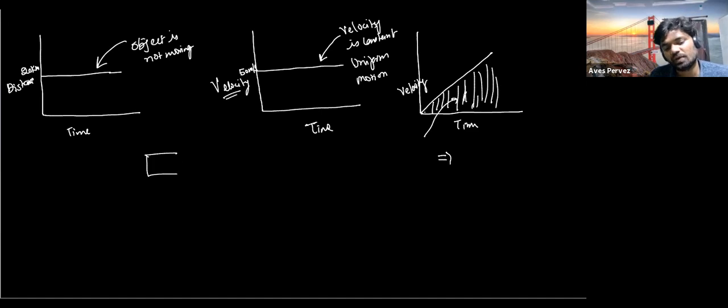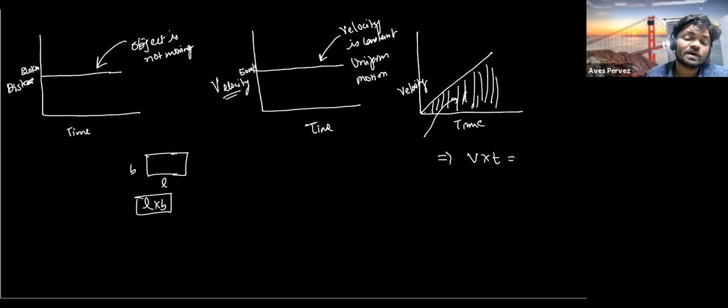For example, you have a square or a rectangle, you know its breadth and its length, so if you need to calculate the area, you simply multiply L into B. This is the simplest way to calculate. In the similar way, if you need to calculate the area of this one, you need to multiply velocity into time. So velocity into time gives you what? Which physical quantity will velocity into time give you? If you need to calculate the area of this triangle, you need to multiply half into velocity into time.